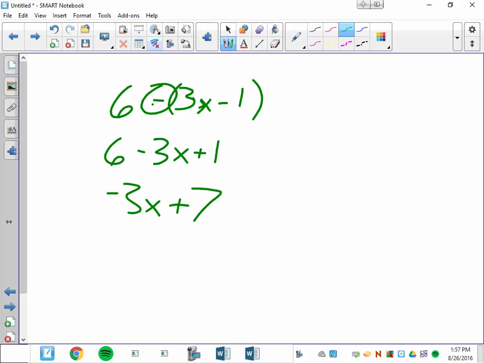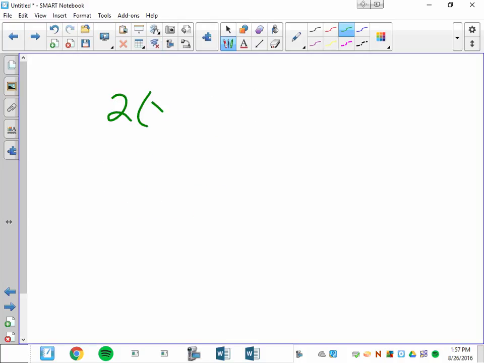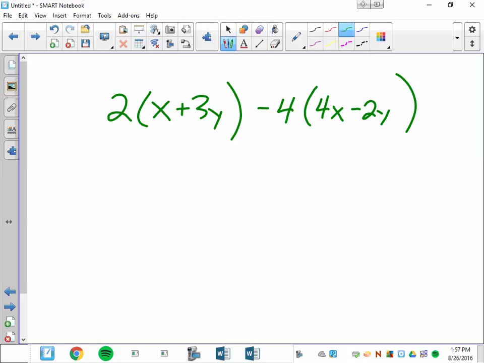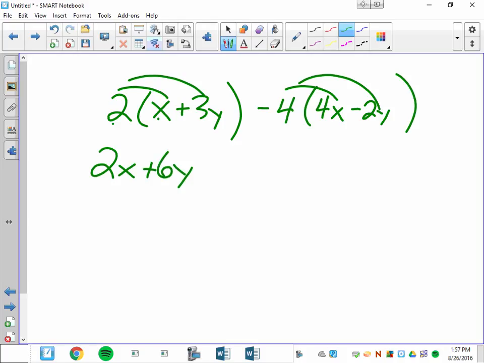Okay? And lastly, if I had 2 times x plus 3y and negative 4 times 4x minus 2y, I need to distribute both of these and then combine like terms. So that would give me 2x plus 6y. Everybody okay with that? When I distribute here, don't forget that there is a negative associated with it. It's not just 4, it's negative 4.